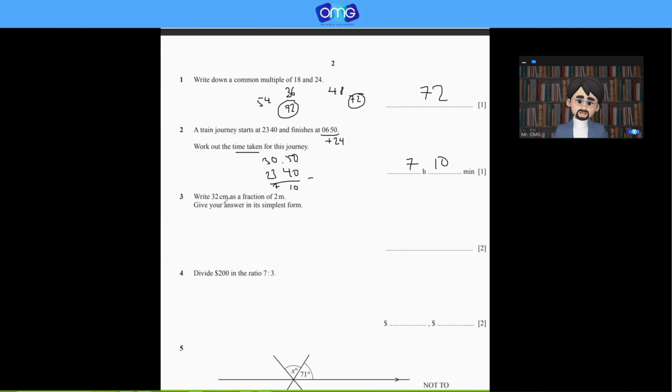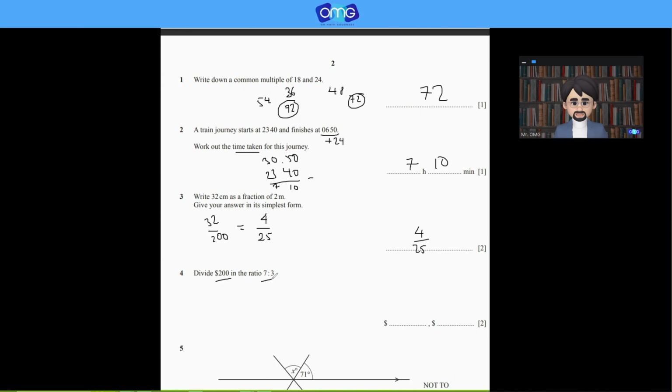Write 32 centimeter as a fraction of 2 meter. 32 divided by 2 meter. Wait, 2 meter means 200 centimeter. Let's divide them both by 8. So this is 4, and 200 divided by 8 is 25. So 4 over 25 is the answer.